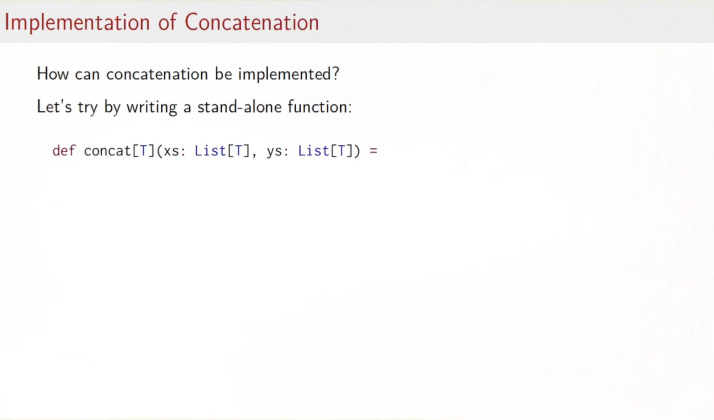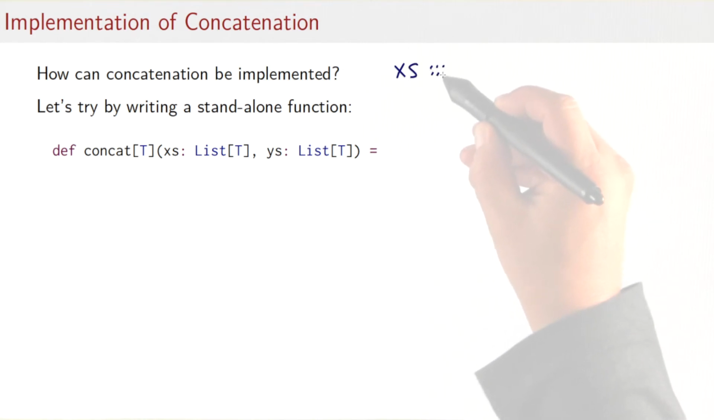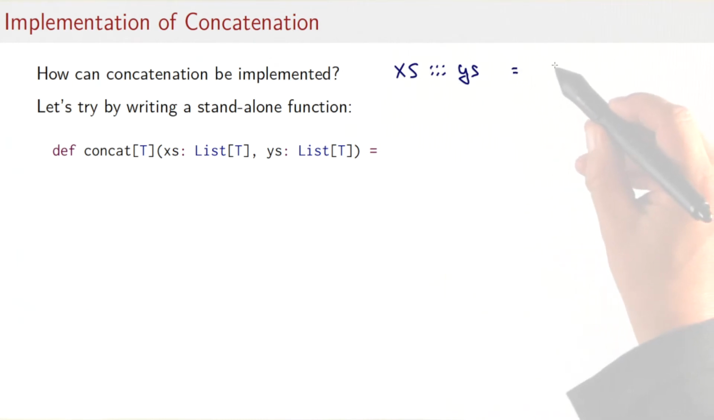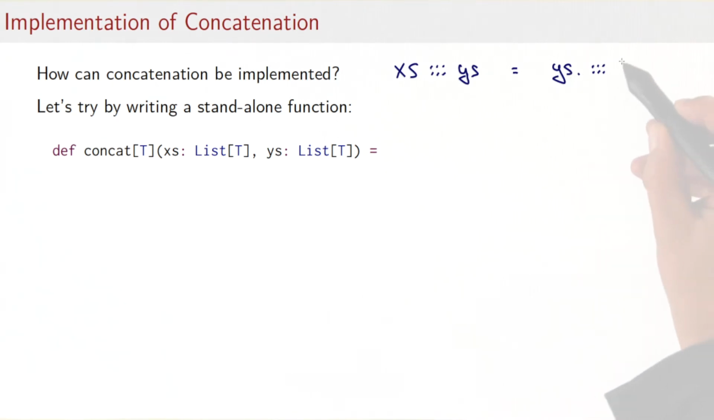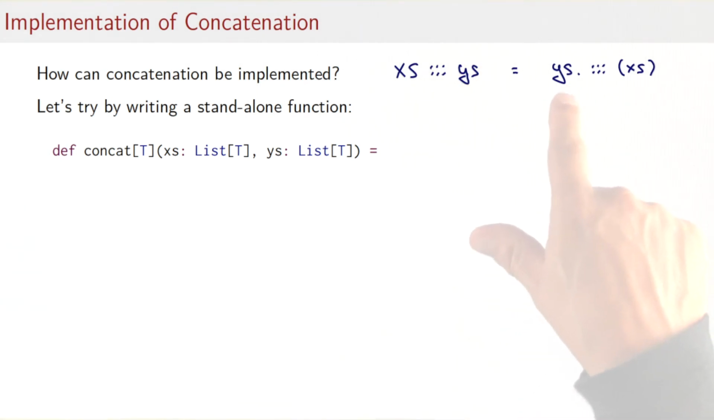So let's look at another fundamental operation on lists, concatenation. How is concatenation implemented? Well, you'll remember that if we write xs and then the triple colon for concatenation ys, that really is the same as the call of the method triple colon with receiver ys and xs as the argument. So it's a prepend of xs on top of the right hand side ys. Very much like the prepend function that you've implemented last week, but now you prepend a whole list, not just a single element.